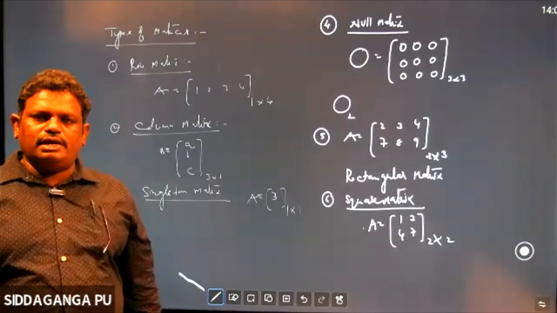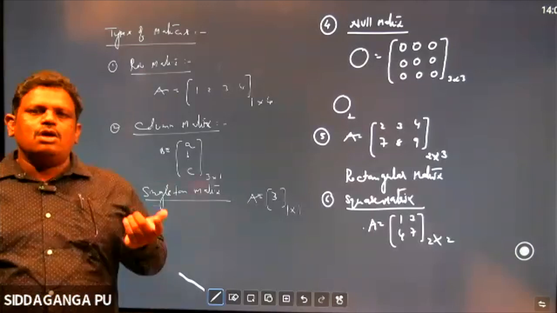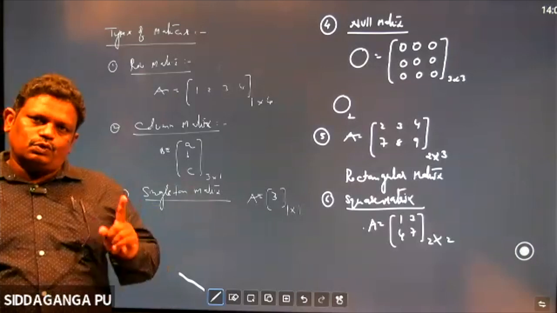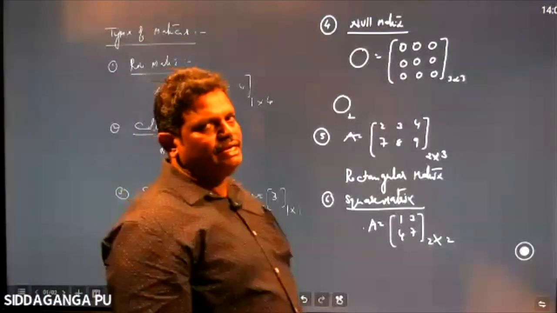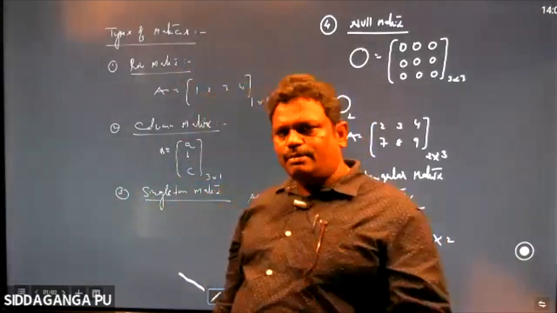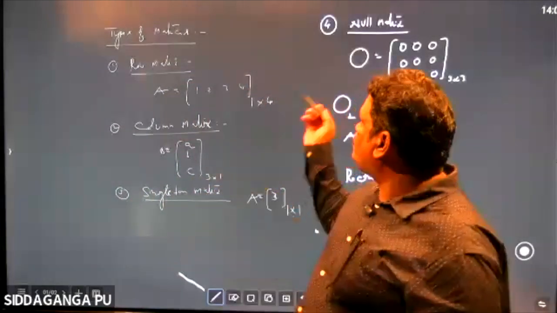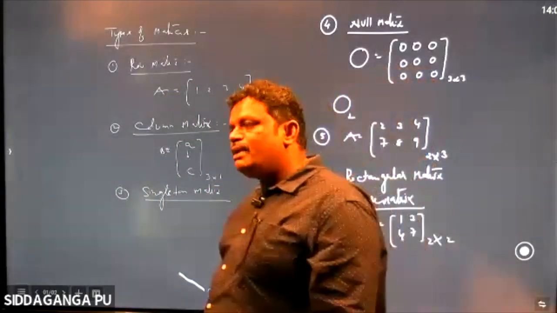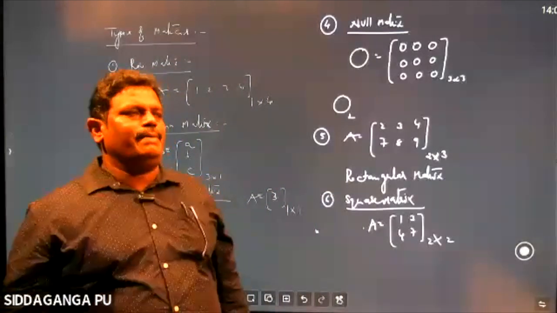Now this is the first one: row matrix, column matrix, and singleton matrix. Row matrix means, as I already told, a matrix contains only one row. Column matrix means the matrix contains only one column. And singleton matrix means any matrix contains only one element, and its order is 1 by 1. After that we discussed the null matrix: in any matrix, if all elements are zeros, then that matrix is said to be a null matrix.